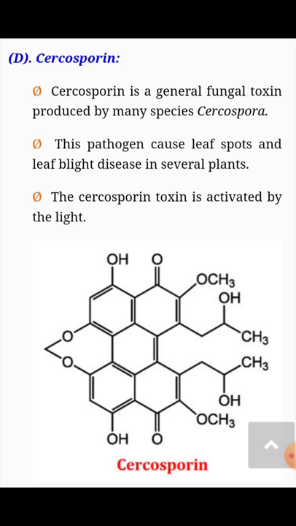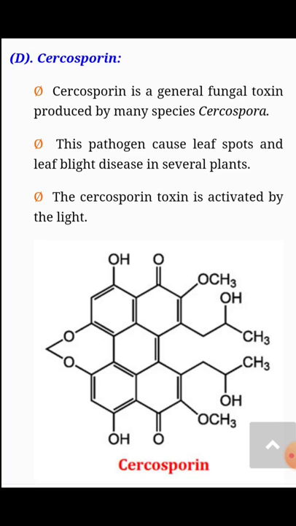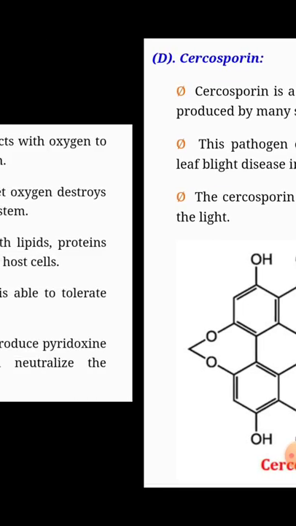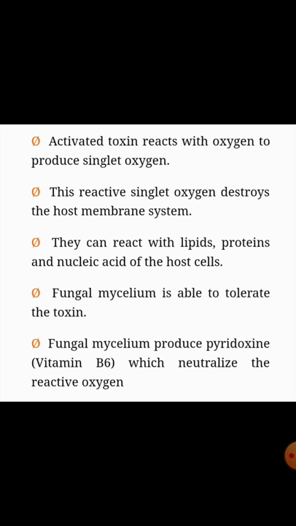Then fourth one, last non-host specific, is cercosporin. Cercosporin is a general fungal toxin produced by many species of Cercospora. This pathogen causes leaf spots and leaf blight disease in several plants. The cercosporin toxin is activated by the light. As the light falls over the plants, this toxin gets activated and produces different types of diseases like spots over the leaves and leaf blight disease, which ultimately reduce the growth of the plant, and the plant has to suffer with different types of symptoms. Ultimately, even the death of the plant takes place.